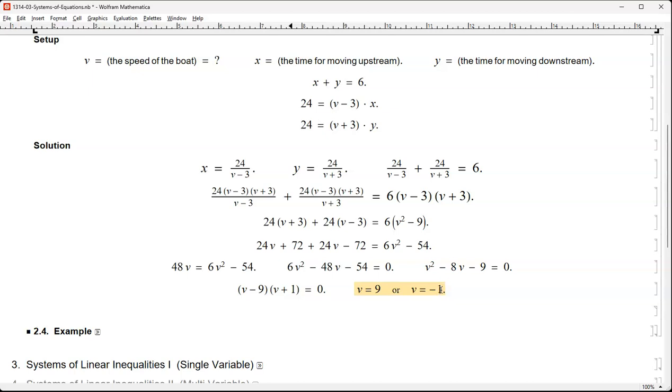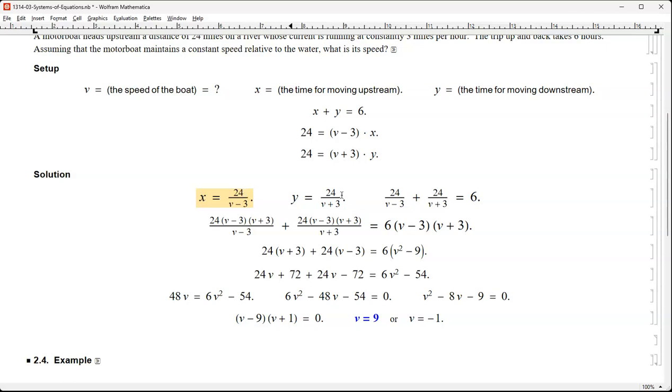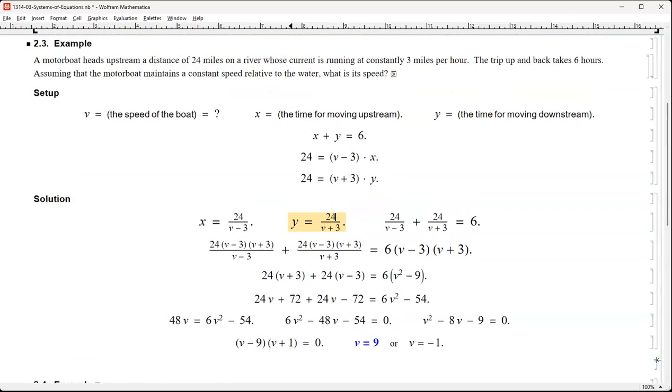Which is right and which is wrong? Or are both of them correct? Well, we are looking at a speed of the boat. So negative speed, or going backward, that doesn't make much sense, does it? It's got to be this one here. So the speed of the boat is 9 miles per hour. And then by plugging those into this one here and that one over there, you can find out the times as well. This problem did not ask you the time, but if you wanted, you could find those.